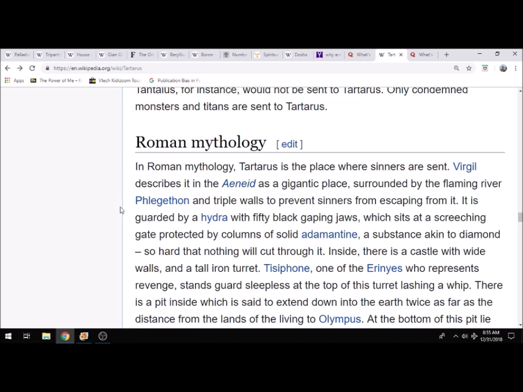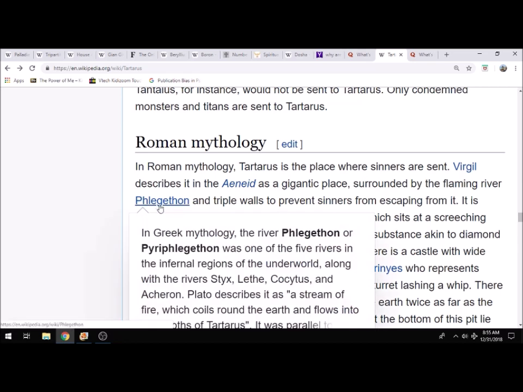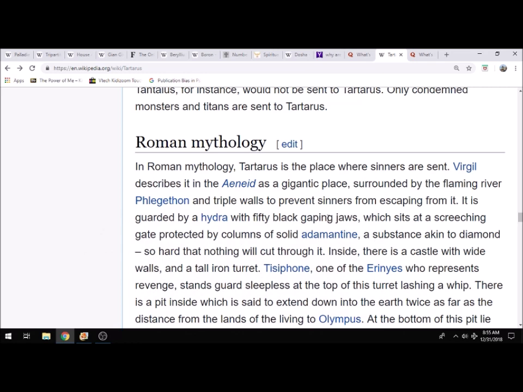In Roman mythology, Tartarus is the place where sinners are sent. Virgil describes it in the Aeneid as a gigantic place, surrounded by the flaming river Phlegethon. Triple walls, the three coming to prevent sinners from escaping from it, is guarded by a hydra. There's the dragon, right? Multi-headed dragon.